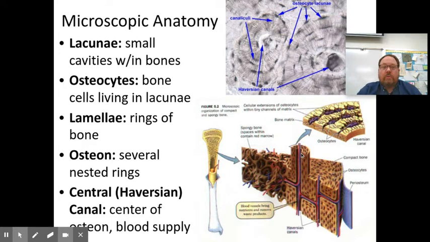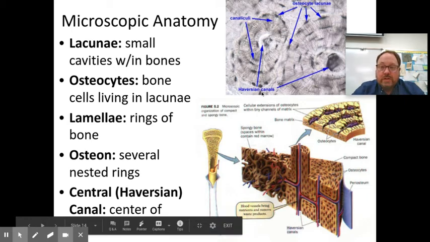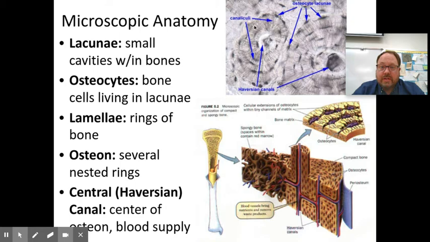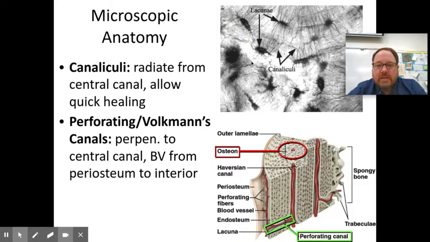One way you can think of it is like a neighborhood, okay? So the whole neighborhood, the whole set of rings, is called an osteon. Each street in this circular neighborhood is the lamella. The homes in the osteon are the lacunae, and then the people living in the neighborhood are the osteocytes. Now we're going to add just a couple layers of detail to this. It's the connections between the rings, okay?